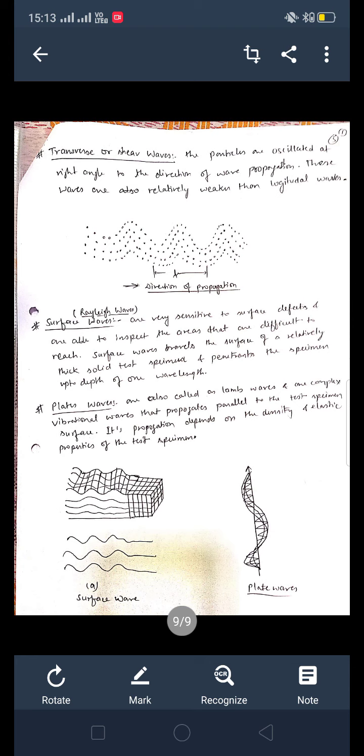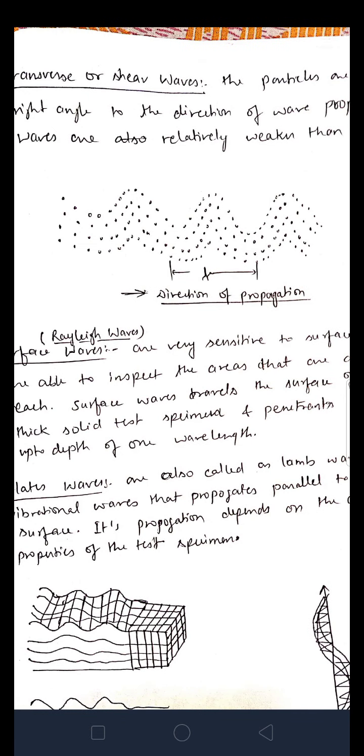The next is the transverse or shear wave. My dear friends, shear wave is also known as transverse wave. In a transverse wave, the particles oscillate at a right angle, that is 90 degrees, to the direction of wave propagation. These waves are relatively weaker than longitudinal waves. So here is the propagation of shear waves. See in the figure, right? Okay, my dear student.